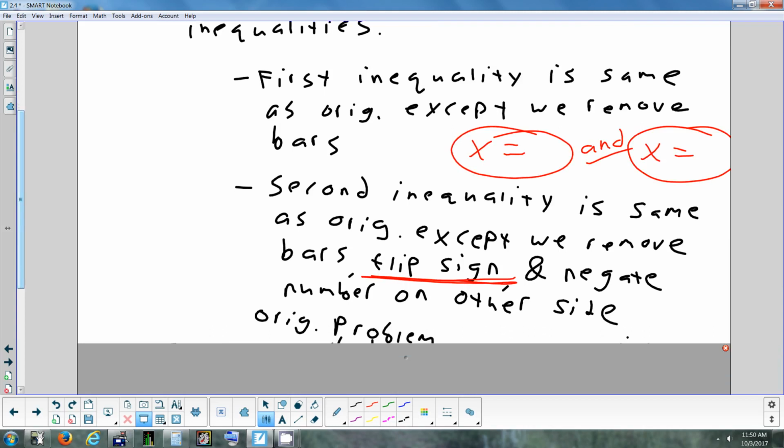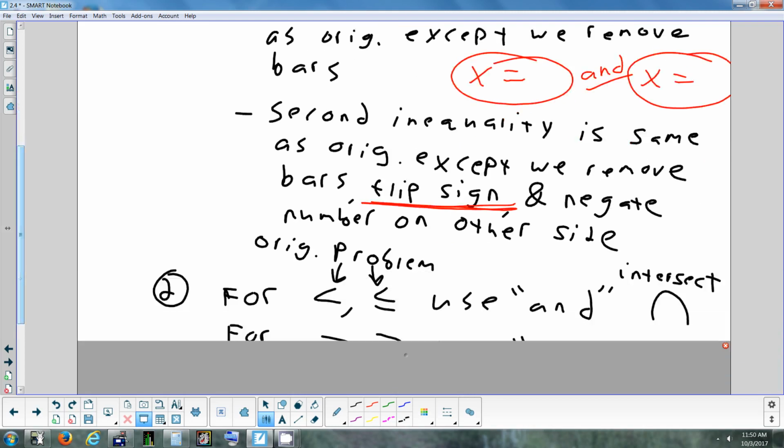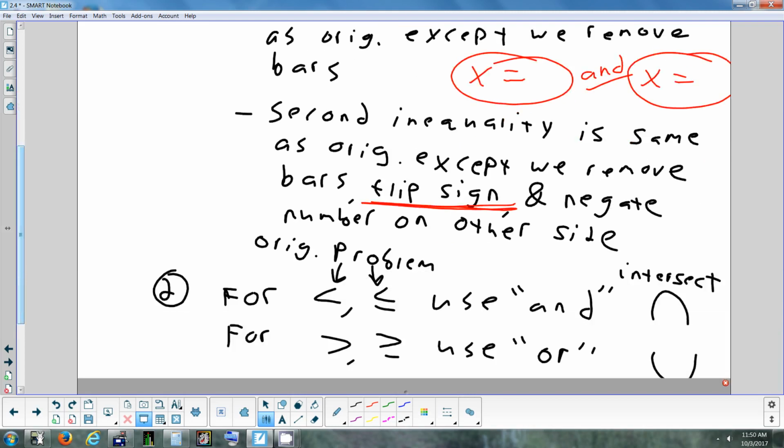Well, today you have a choice. You're either going to use the word and, or you use the word or. Which one you use, just go back to the original problem. Look at the question. If the original problem has a less than or a less than or equal to, you use an and. If the original problem was a greater than or equal to, you use an or.